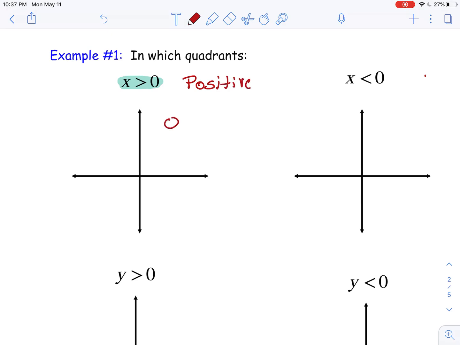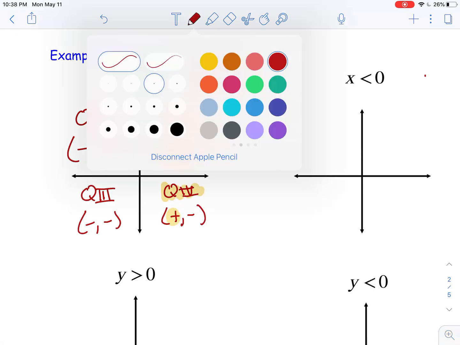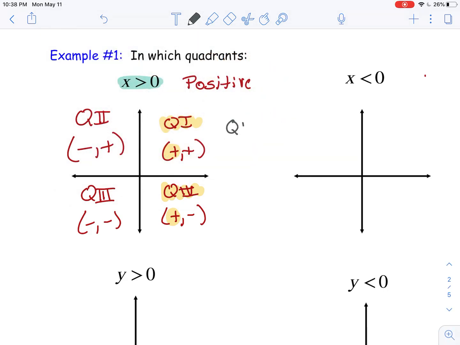So we can think back. Quadrant 1, it's positive, positive. Quadrant 2, we're negative, positive. Quadrant 3, we're negative, negative. And quadrant 4, positive, negative. So when is x positive? X is positive in the first quadrant and the fourth quadrant. So my solution is quadrant 1 and quadrant 4.